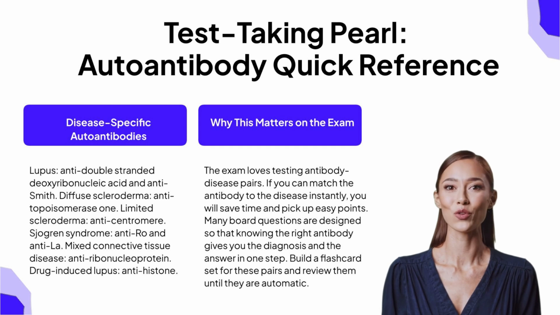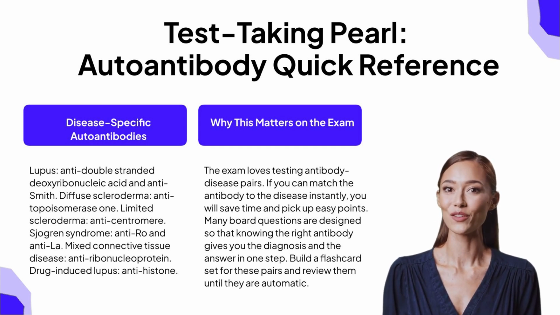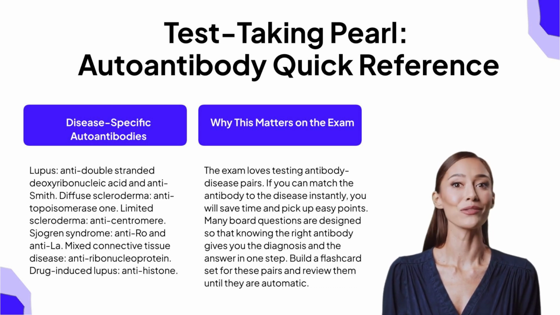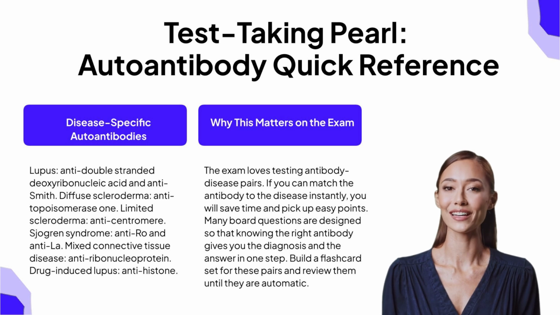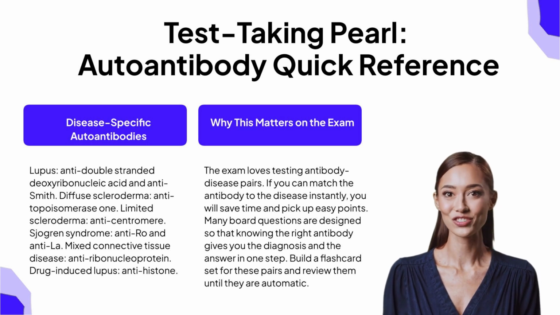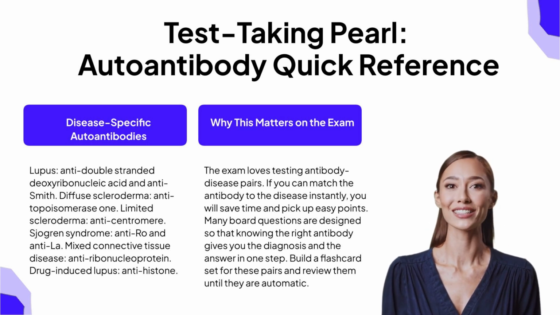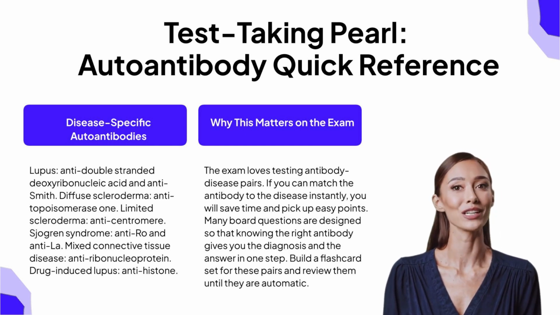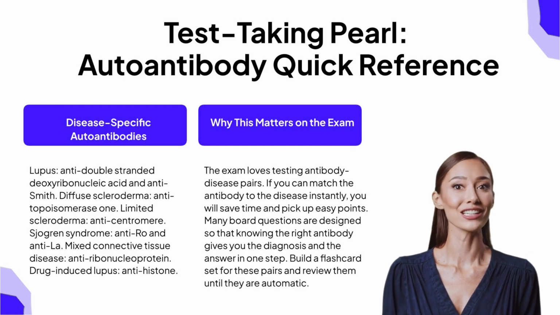Here is one of the most important test-taking pearls for connective tissue diseases, the autoantibody quick reference. The boards test antibody disease pairs constantly, so having these memorized will save you significant time on exam day. Let me run through the key pairs. For lupus, it is anti-double-stranded deoxyribonucleic acid and anti-Smith. For diffuse scleroderma, it is anti-topoisomerase 1. For limited scleroderma, it is anti-centromere.